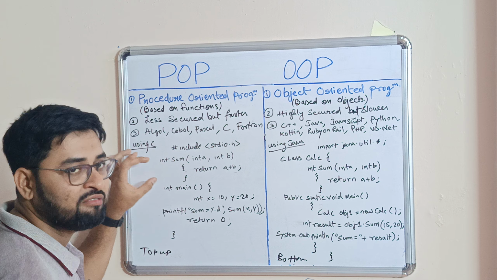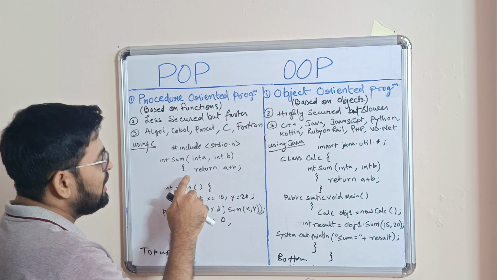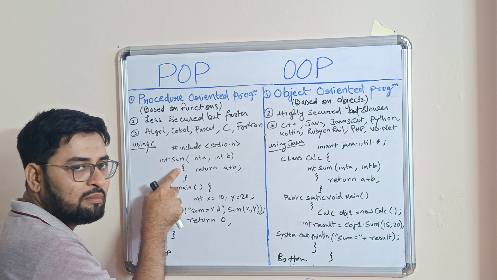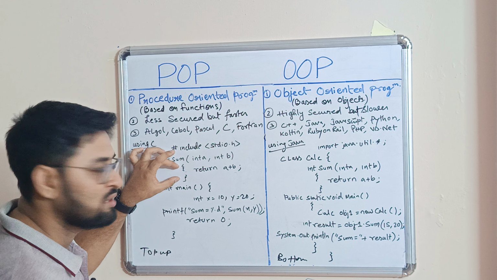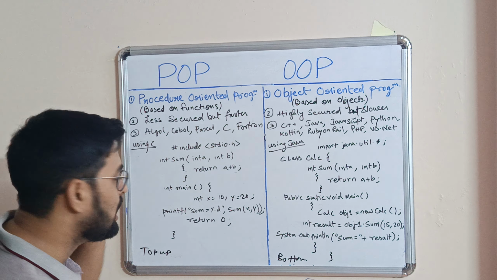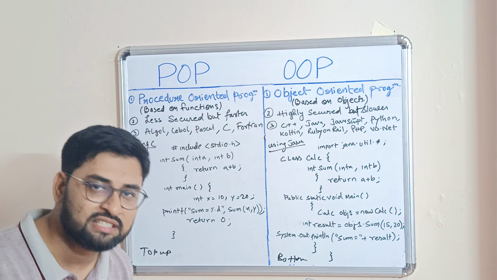That means we are defining a function along with the integer variables, a and b. Here is return a plus b, and closing. So this is the opening curly brace, and this is the closing. That means this is the body of the function. This is the function name. These are the parameters. Now you can see int main, from where the program starts execution.